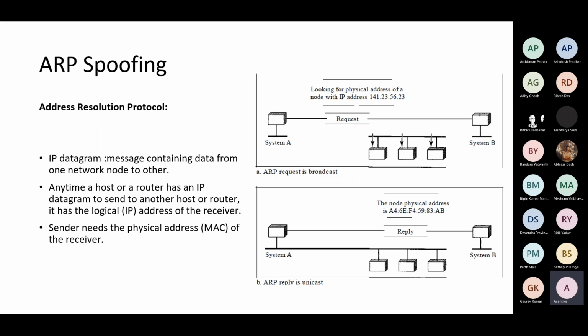Now come to ARP spoofing. That is another technique. ARP spoofing means Address Resolution Protocol spoofing. It is possible because ARP is basically a network layer protocol.